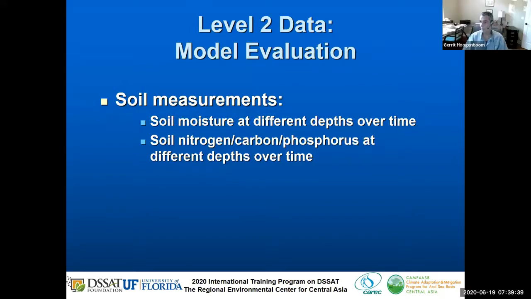Again, these are not required measurements, but it would be helpful if you are doing a particular study on looking at a soil water balance, nitrogen balance, or phosphorus balance.